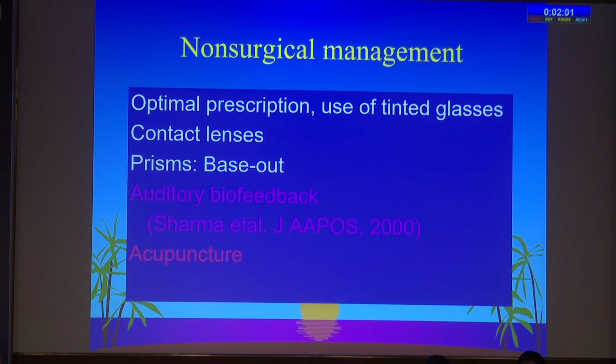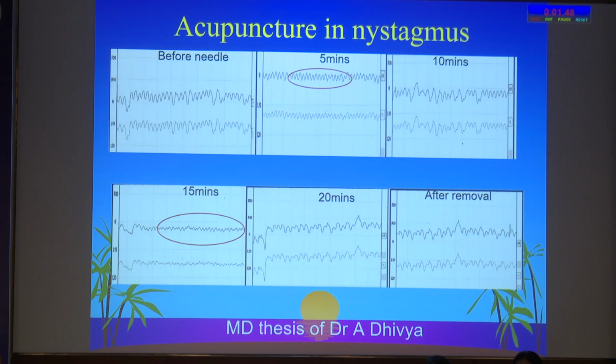We have to do an optimal prescription, use of tinted glasses. Contact lenses do not have any extra control on nystagmus. Prisms base out may help control nystagmus. Auditory biofeedback and acupuncture do not have any lasting effects. So this we have studied and we have found.